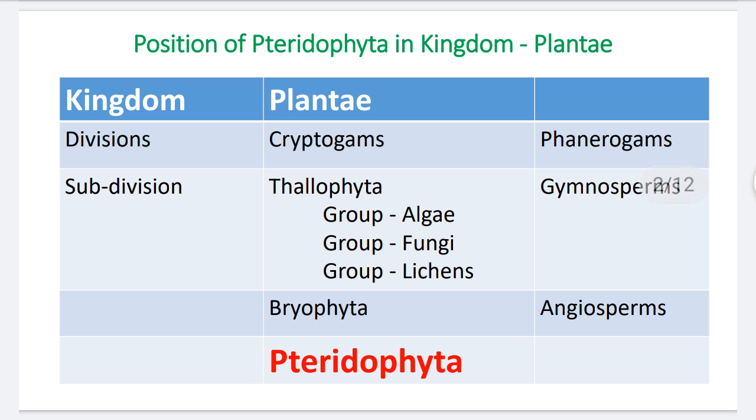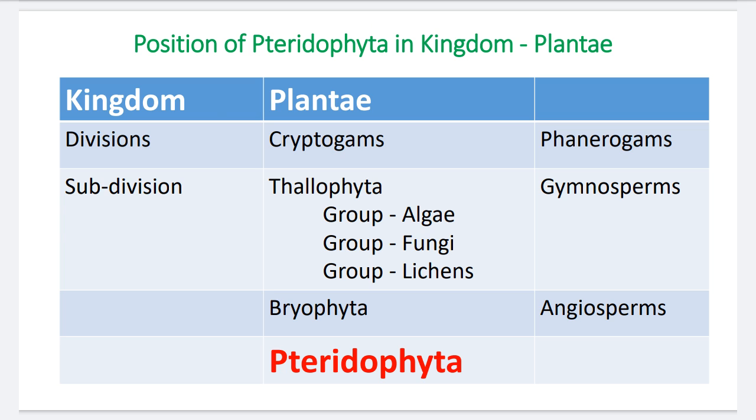Now, this is the flow chart of classification of kingdom Plantae. This flow chart gives us an idea of the position of Pteridophyta or pteridophytes in kingdom Plantae. As you know, kingdom Plantae divides into two divisions. One is the cryptogams, another one is the phanerogams. Cryptogams are non-flowering plants, lower plants, and thalloid plants. On the contrary, phanerogams are the higher plants. They are the flowering plants, the advanced plants, and their plant body is well developed.